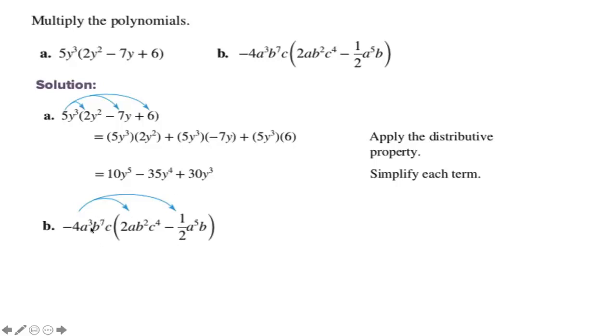Same thing here, we take each of the terms here, distribute into this term, this times this, and then this times that, and then combine them.